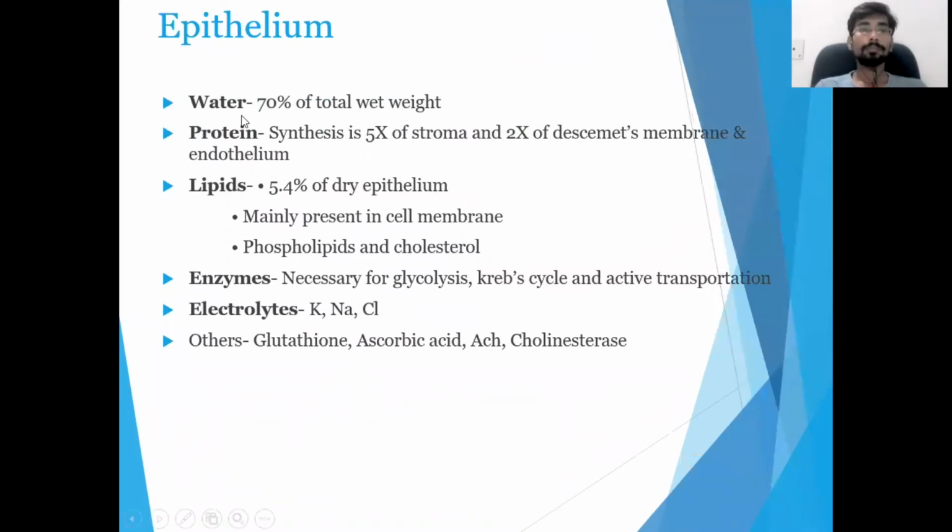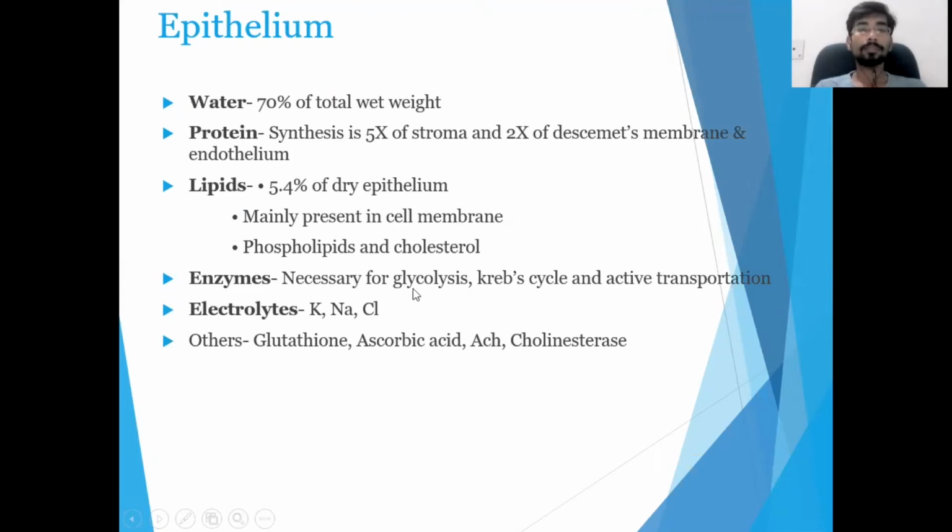So the epithelium. Water is 70% of the total weight. Protein synthesis is 5 times that of the stroma and 2 times that of the Descemet's membrane and endothelium. Lipids are 5.4% of the dry epithelium, mainly present in the cell membrane. Phospholipids and cholesterols are the lipids.